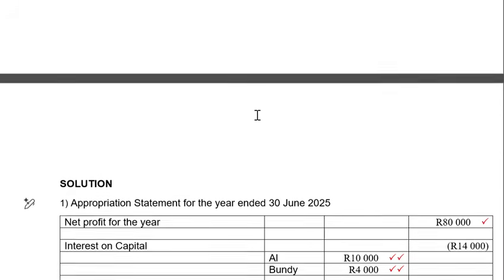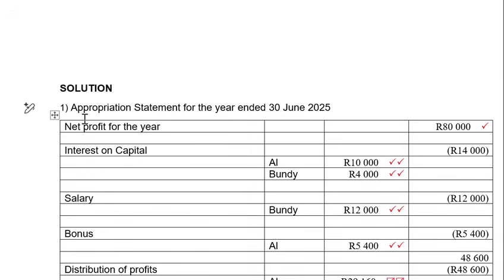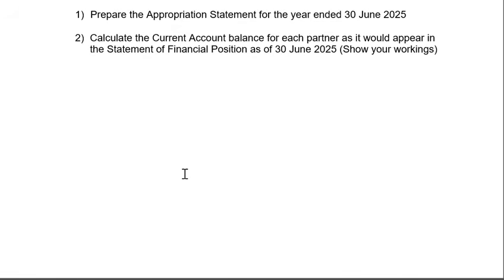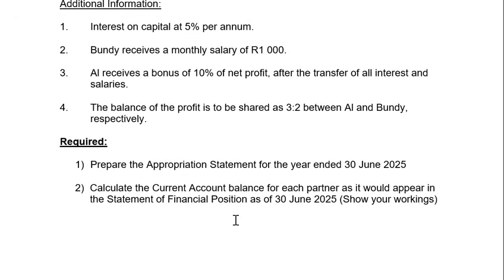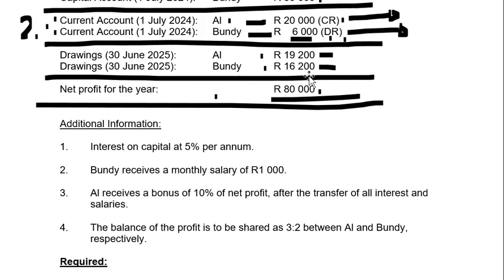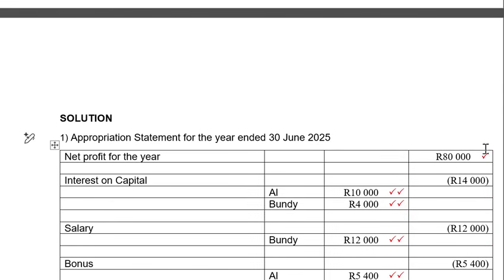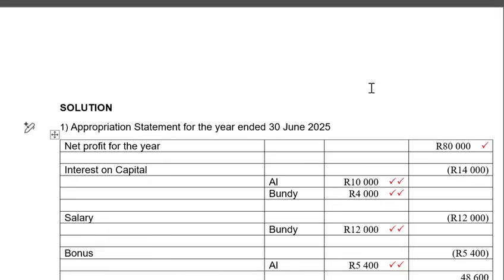If we have a look at the solution here, we've got the appropriation statement for the year ended 30th of June 2025. That was the first question. We start off with the net profit for the year, which was given to us. They always give you what the net profit is, 80,000. So we start off with what's available to get divided.